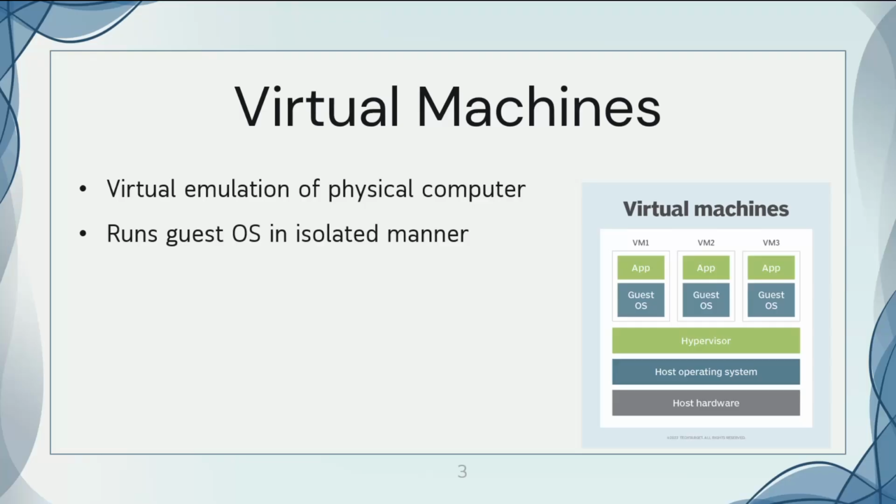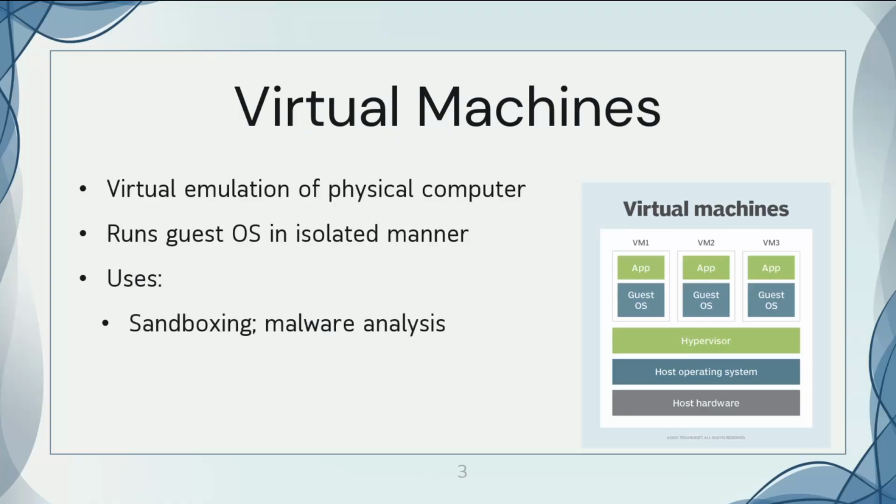A virtual machine is a virtual emulation of a physical computer, and it can run essentially different operating systems in an isolated manner. So let's say I have a Windows 10 laptop. Windows 10 is my operating system, my host operating system. And on that operating system, I can run other operating systems. For example, if I want to run Linux, I can run Linux. If I want to run Windows 8, I can do that. And all these virtual emulations are isolated and they run on the host operating system.